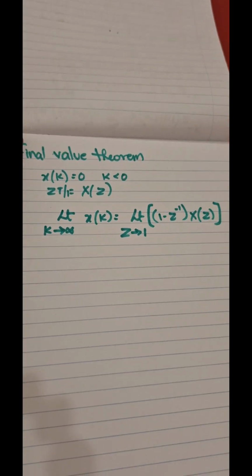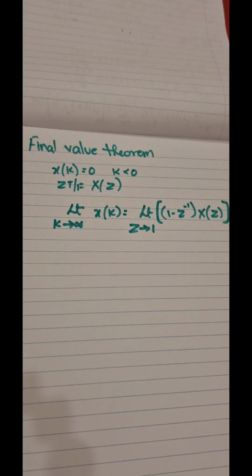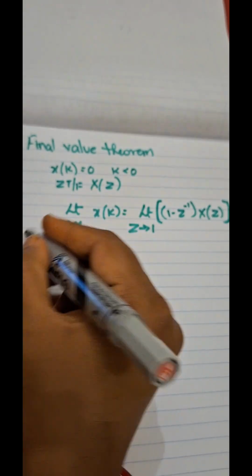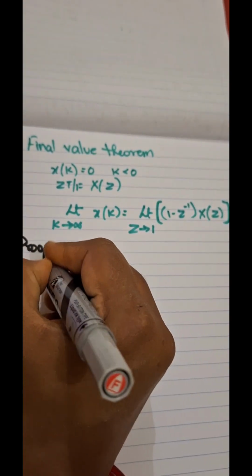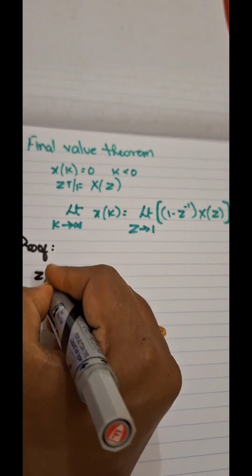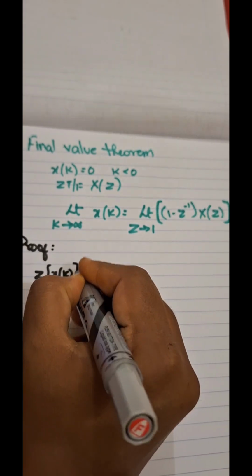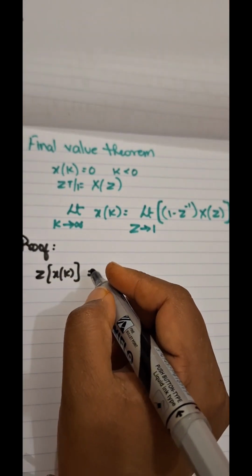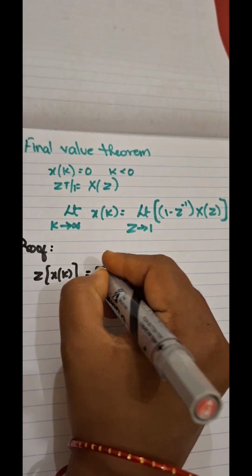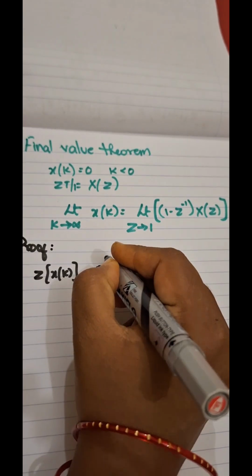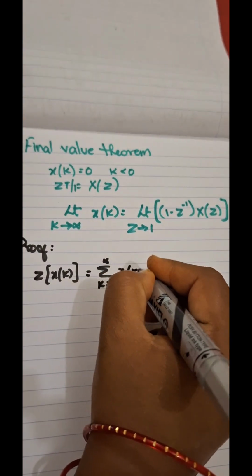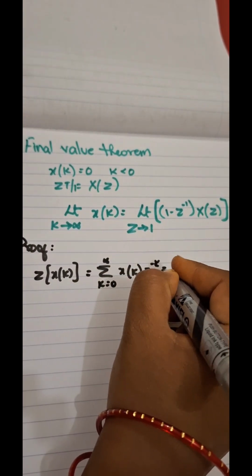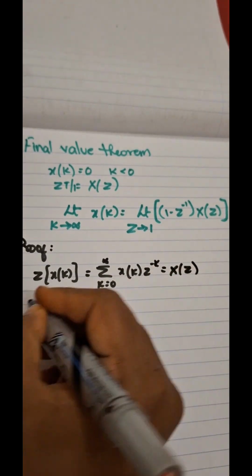So now we need to prove the final value theorem. So to start the proof, first we are taking our standard equation, z of x of k. So what is z of x of k? So our z of x of k is sigma k is equal to 0 to infinity x of k z power minus k, which is equal to capital X of z.